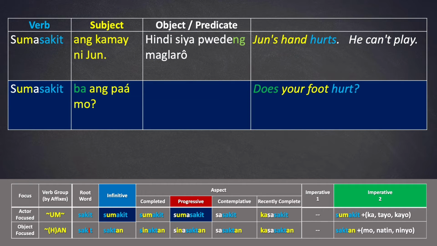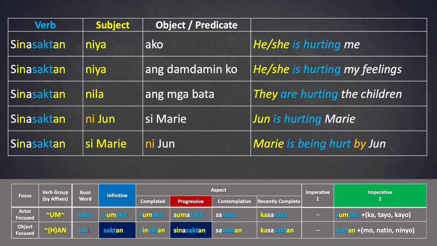Sumasakit ba ang paa mo? Does your foot hurt? The progressive form of the verb saktan is sinasaktan. Let's use it in these examples. Sinasaktan niya ako. He or she is hurting me. Sinasaktan niya ang damdamin ko. He or she is hurting my feelings.